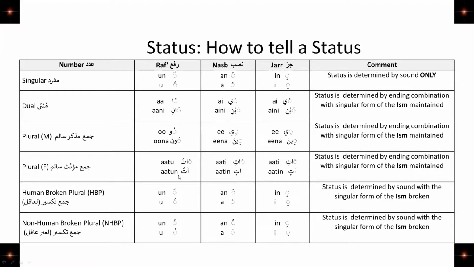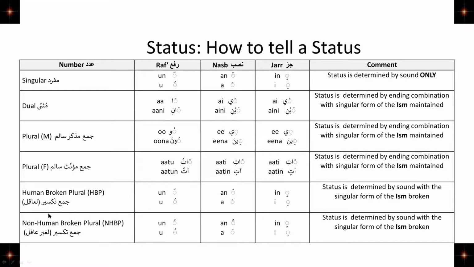Good. Now we go to the jam'u mu'annas salim, a feminine word that is in plural, but the singular form is also safe. Like what? Muslimatun and Muslimatu, Muslimatin and Muslimati, jar; Muslimatin and Muslimati, nasb. Sorry, nasb and jar, respectively. Okay? And then broken human or human broken plural, jam'u taksir.